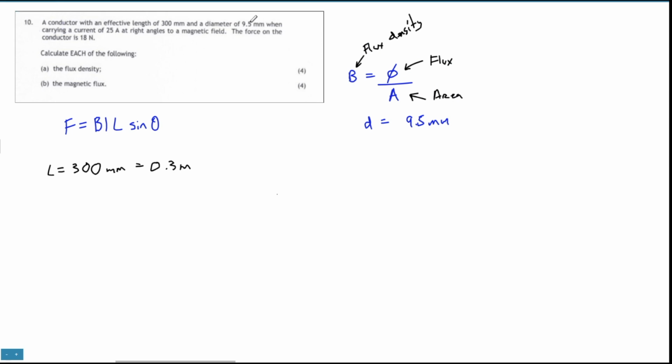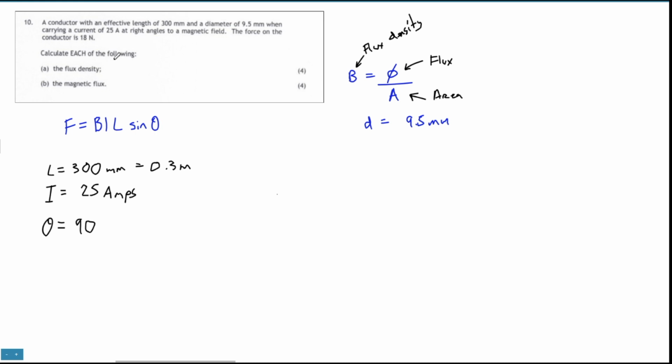Okay. Then we are looking at a current. So the current, that's the I. I is current of 25 amps. That's fine. And then it's right angles. So the right angle means the angle that we're talking about here is 90. Sine of 90 is just equal to 1. So we can basically ignore this bit. And it's always like that on these exams. You can always just ignore the sine.